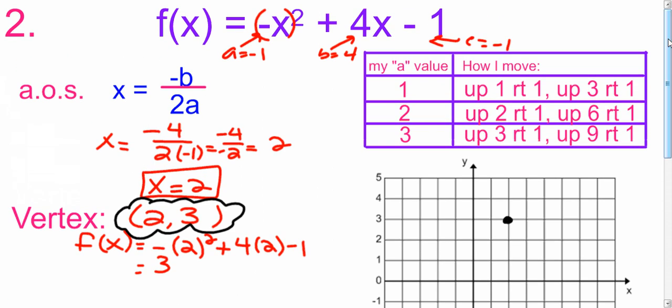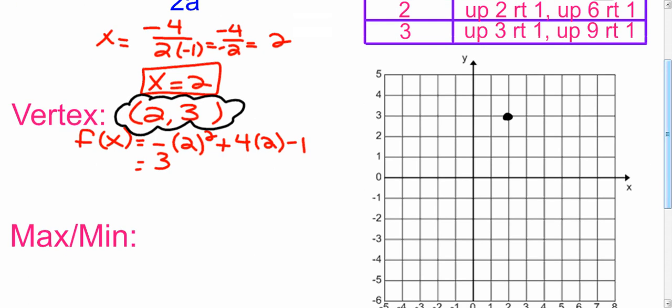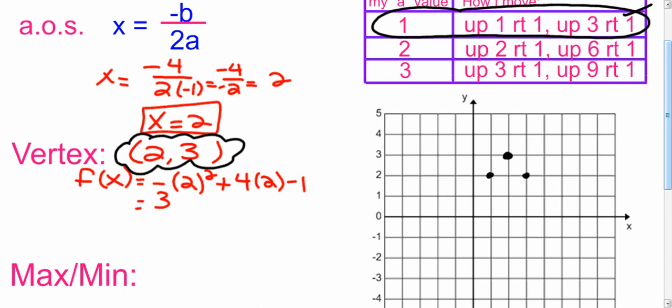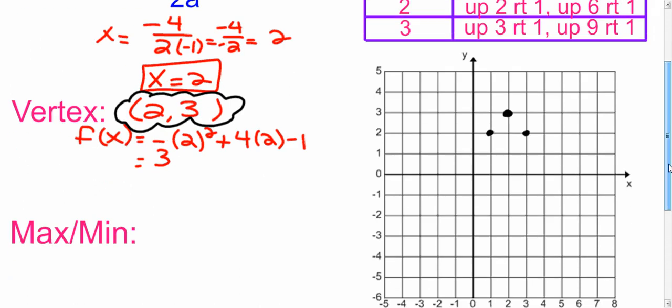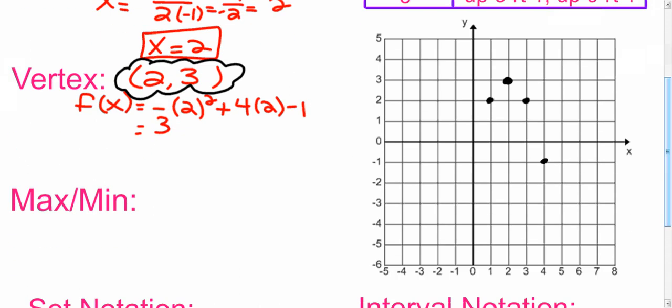My a value here is a -1. I'm going to use this row of the chart since it's 1, but because it's actually a -1, instead of going up 1, right 1, I will go down 1, right 1. So I will go down and to the right 1, and then my next move tells you to go down 3 and right 1. And obviously if your a values are different numbers, then you'll use different parts of the chart, but that's this. This is my vertex, and it's also my max.